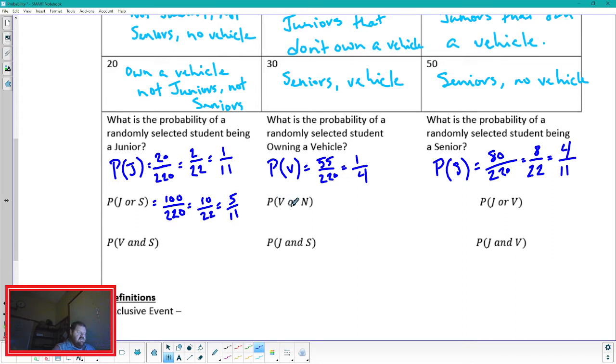The probability of owning a vehicle or nothing is the 55 vehicle owners and the 100 non-vehicle, non-junior, non-seniors. And we get 155 over 220, which will reduce to about 31 over 44.